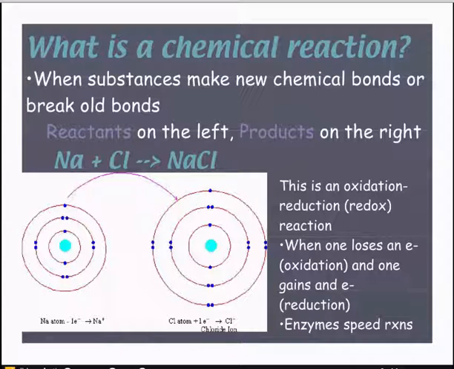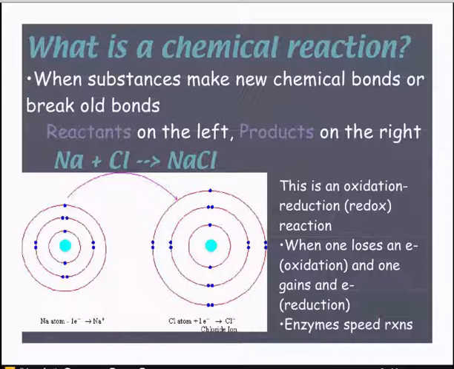Okay, just quickly before we talk about enzymes today, I'm going to go over and review what a chemical reaction is specifically. A chemical reaction is defined as when substances are making new chemical bonds or breaking old bonds. The reactants are on the left side of the arrow, and the products are on the right side of the arrow. So in the reaction Na plus Cl, they are the reactants, and then it forms NaCl, that's the product.